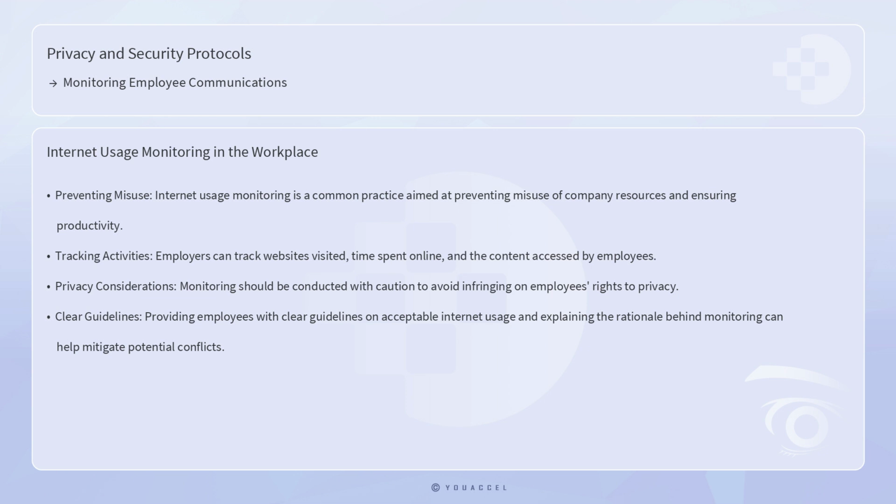Internet usage monitoring is another common practice aimed at preventing misuse of company resources and ensuring productivity. Employers can track websites visited, time spent online, and the content accessed by employees. However, this type of monitoring should be conducted with caution to avoid infringing on employees' rights to privacy. Providing employees with clear guidelines on acceptable internet usage and explaining the rationale behind monitoring can help mitigate potential conflicts.